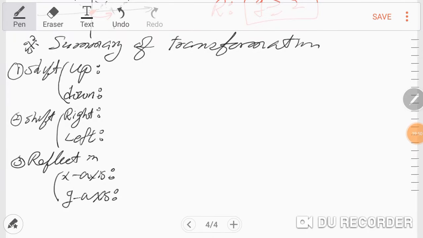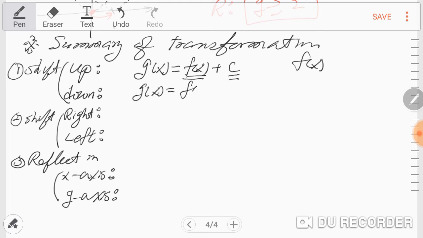Okay, for the summary of transformations, we can shift a graph up or down, right or left, or reflect a graph across the x-axis or the y-axis. Let's say f of x is a parent function or some function. Once you shift the graph of f of x up some units, the function will be this. When you shift a graph up, we just add the number of units to the function. So this means the graph is shifted c units up. If you shift the graph down, we just subtract the number of units from the function.